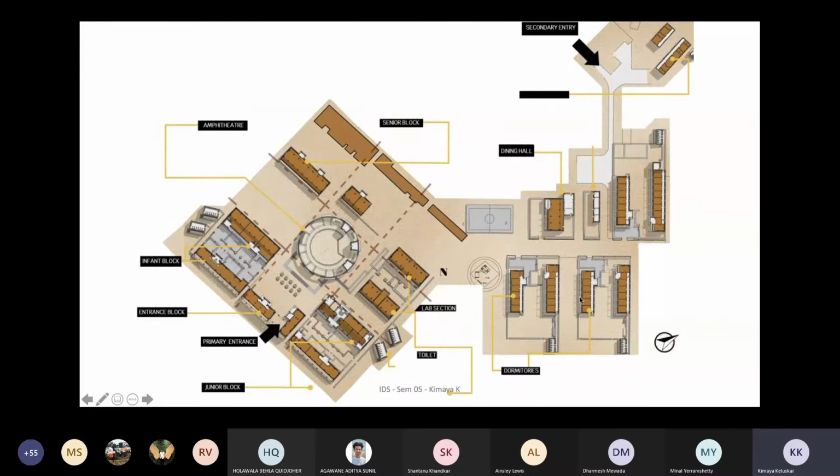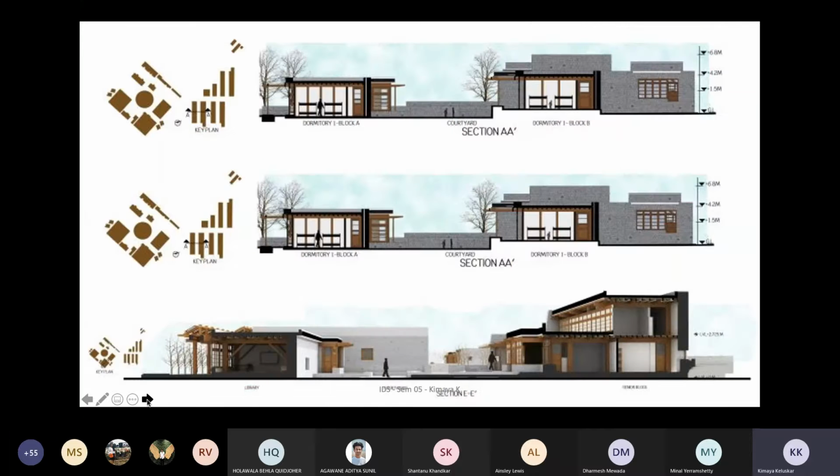So this is the entire block. On the right hand side that you see are the dormitories, and there is a secondary entry and a dining hall there. This is the entire central academic block, wherein you also have an amphitheater, which is a cylindrical space. These are the sections which are there.